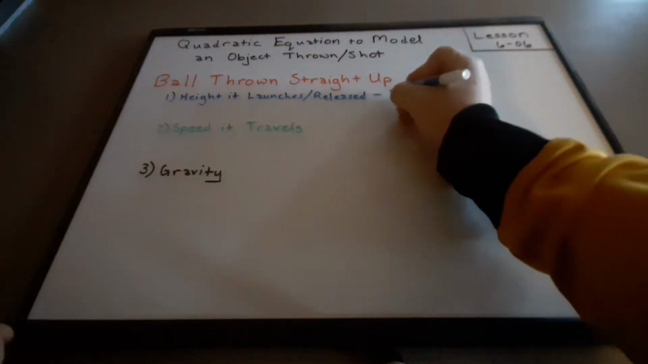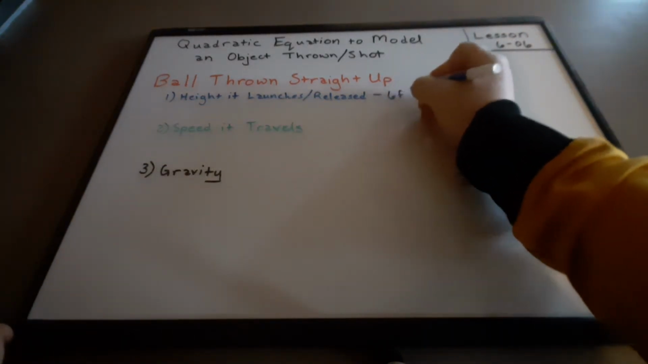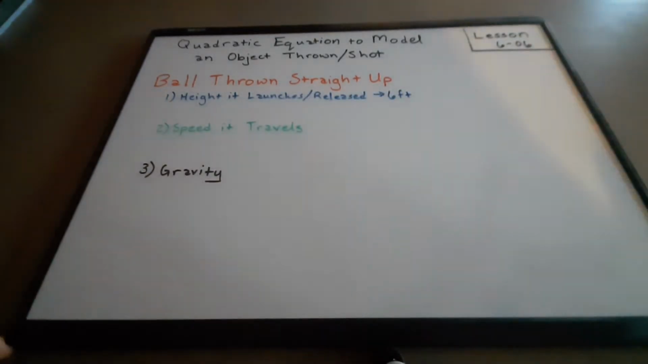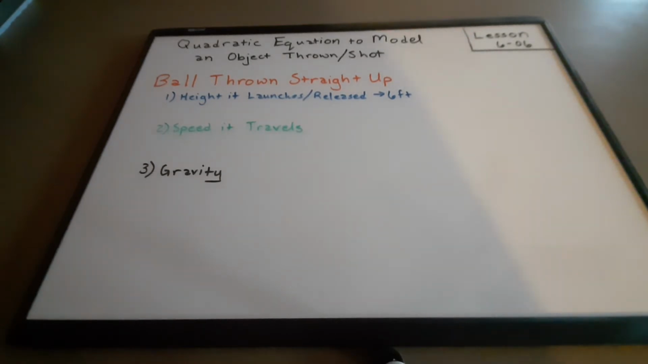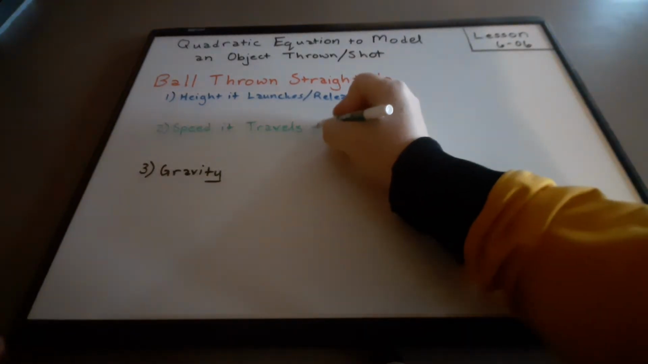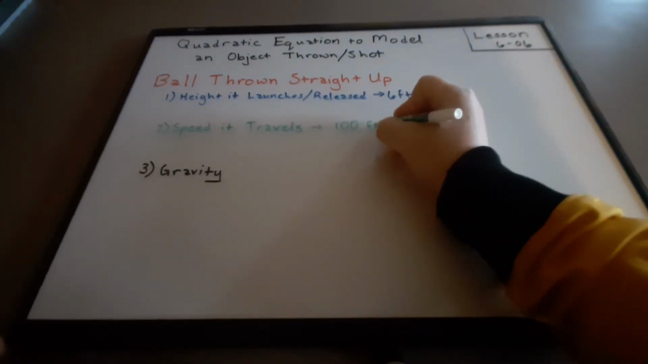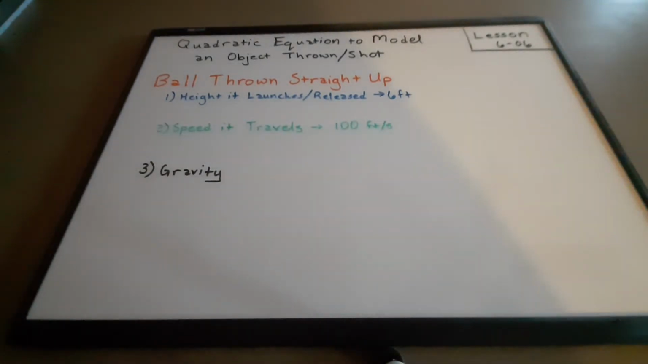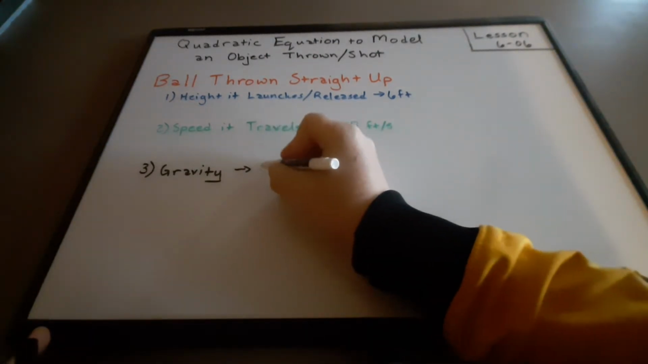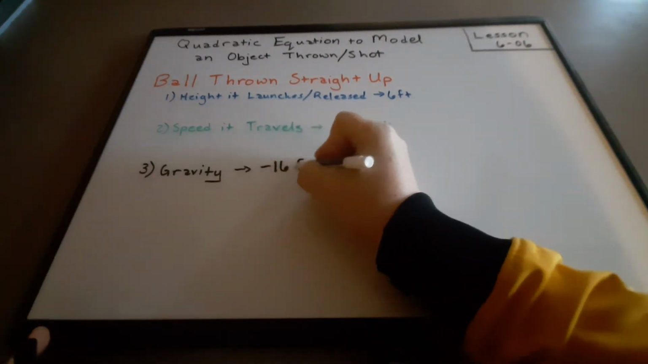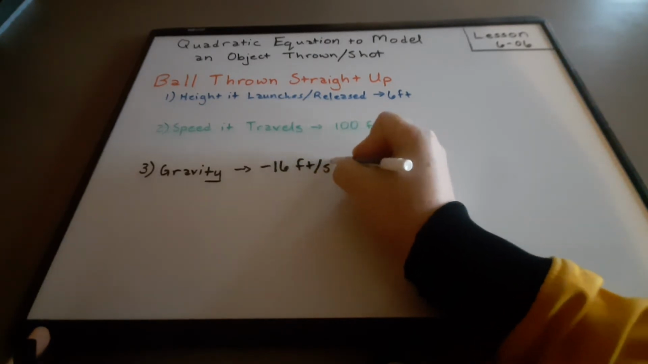All right, so the situation we're going to look at, the height of the ball being released is going to be 6 feet. So this is a ball that is thrown from about 6 feet high. The ball is going to be traveling at about 100 feet per second. That would be its speed. And lastly, we obviously know that gravity acts at negative 16 feet per second squared.